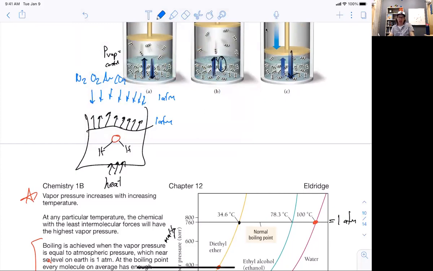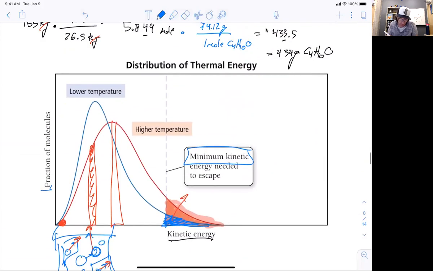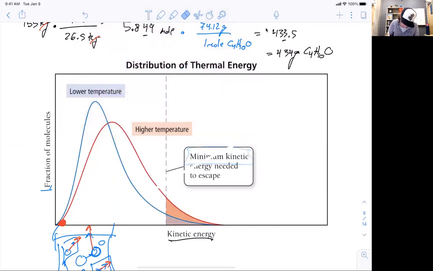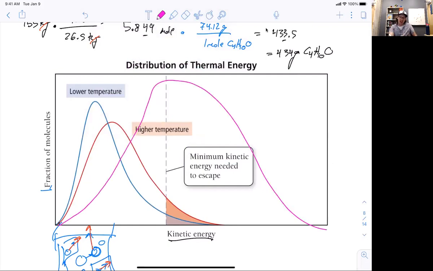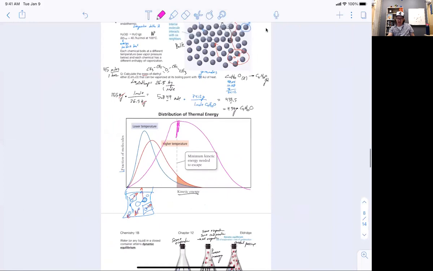On average, every single molecule has enough energy to enter the gas phase. That's not a great curve. I think it looks something like this. That's not great, but the average is right here. The average molecule has enough energy to join the gas phase.